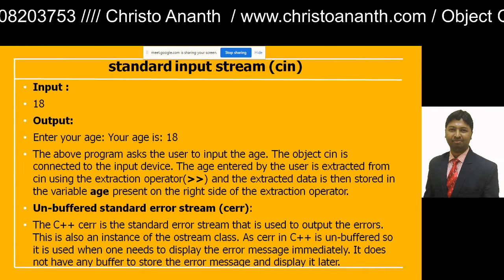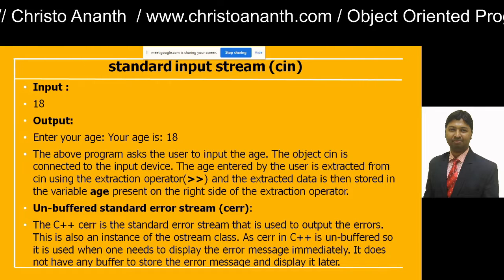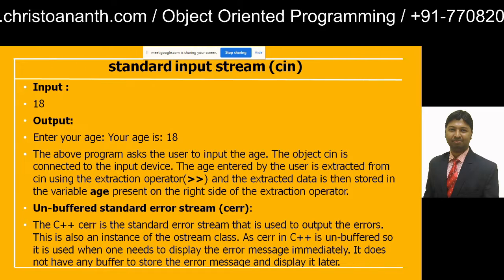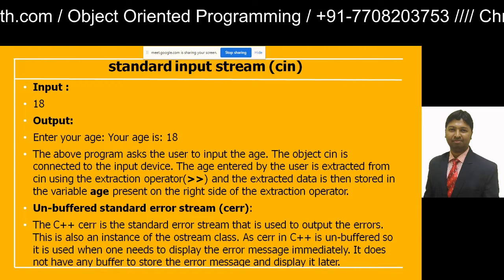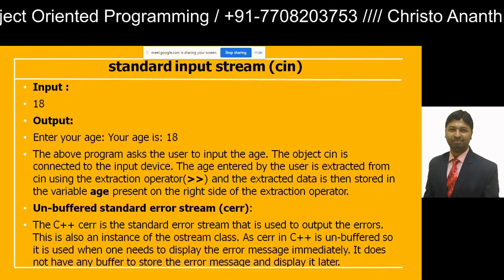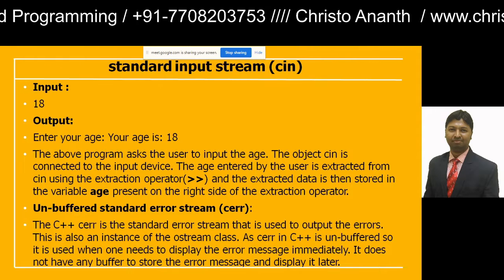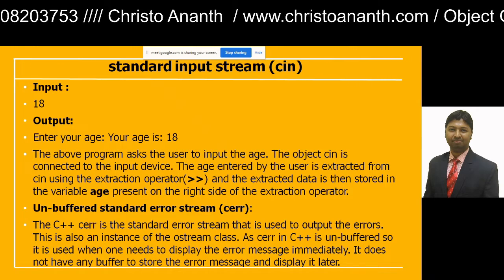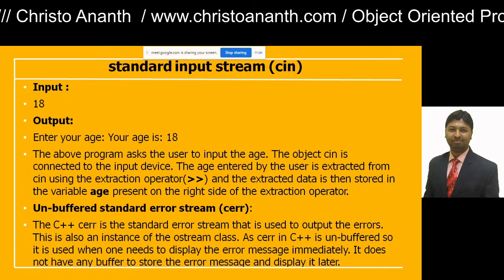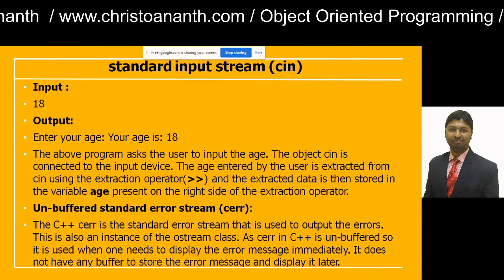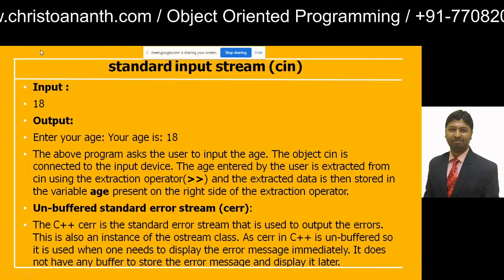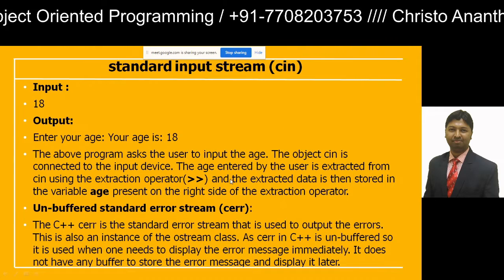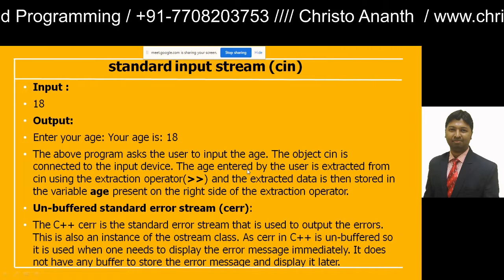And then you have the unbuffered standard error stream, cerr, which is the standard error stream used to output errors. It is also an instance of the ostream class. When cerr in C++ is unbuffered, one needs to display the error message immediately. You can say that it does not have any buffer to store the error message to display it later. So this is what we are talking about, cerr, the unbuffered standard error stream.